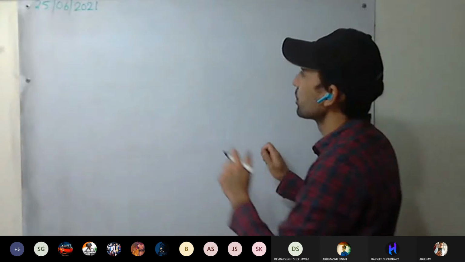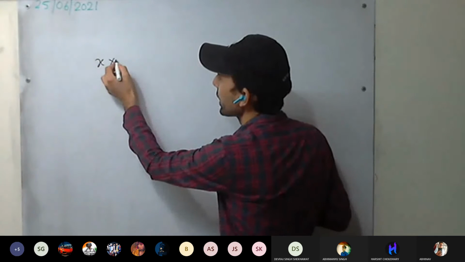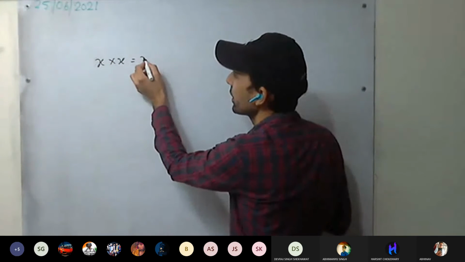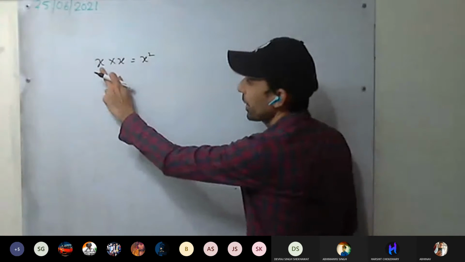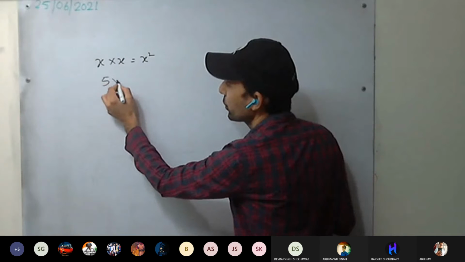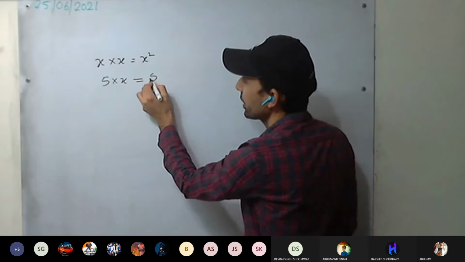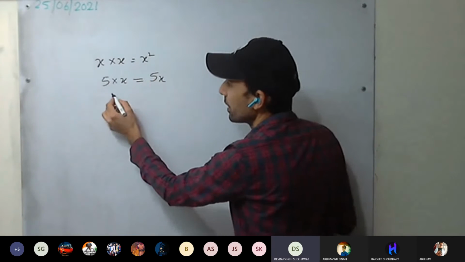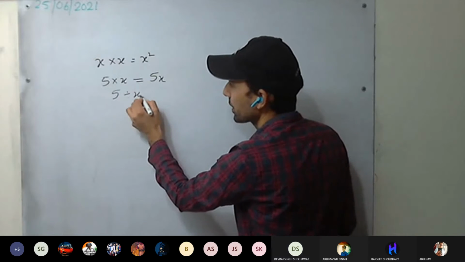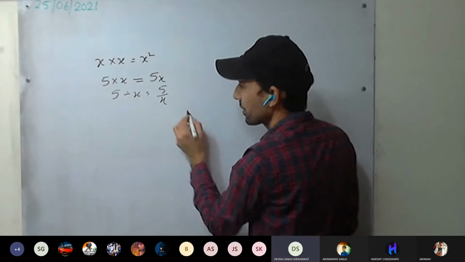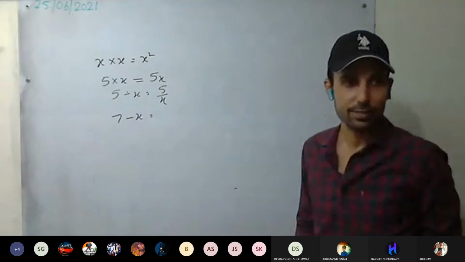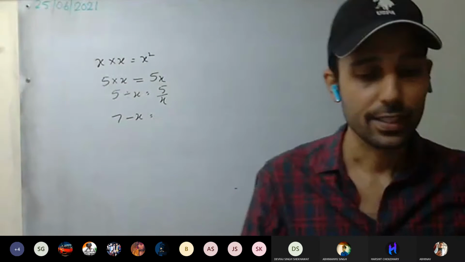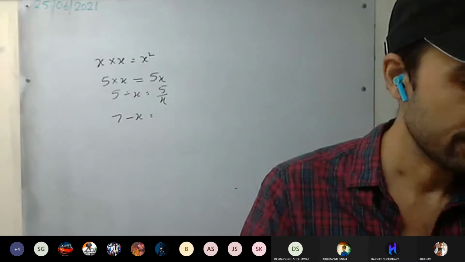If I multiply x with x, what am I going to get? x square. So the operation is applied on two variables. 5 into x, we'll get 5x. 5 divided by x, 5 by x. 7 minus x, 7 minus x only. These are the operations we do on numbers.